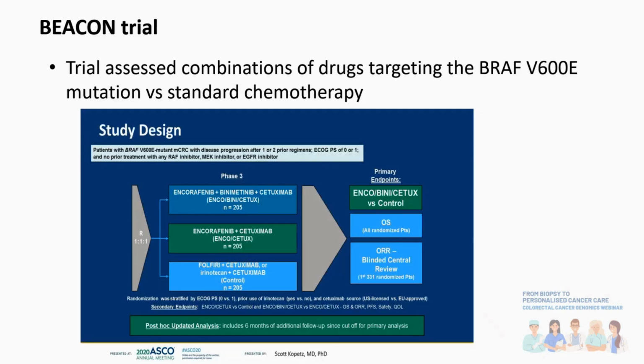This trial is the BEACON trial, which was an international study and looked to compare standard chemotherapy with two different options of treatment which do not contain chemotherapy drugs. So these are combinations of targeted agents aiming to see if this BRAF mutation, which is activating this important pathway in colorectal cancer, can be turned off in the cancer cells, and whether that approach of using a combination of targeted treatments may be better than our standard chemotherapy.